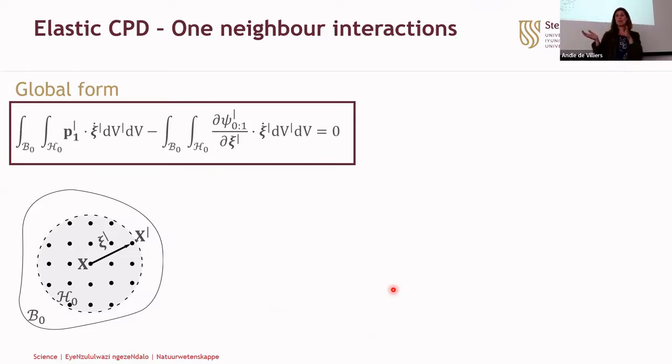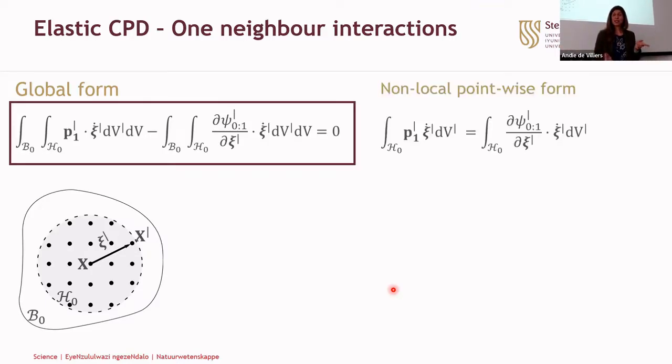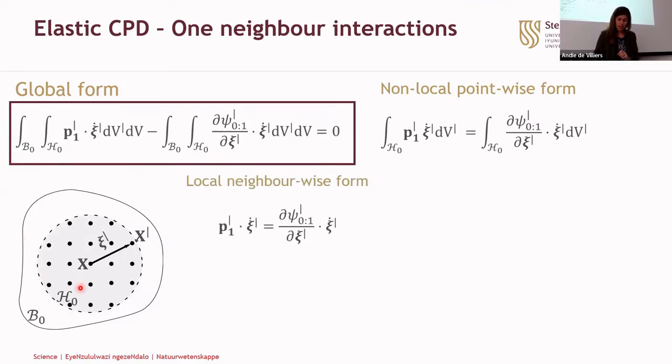Okay, so this is the global form of the inequality, so for the whole body. It's necessary that it also holds pointwise, so we just take the integrals away. And we can also write it in a local neighbor-wise form. This is not a necessary condition, but it is a sufficient condition. If this neighbor-wise form is satisfied, the point-wise form would be satisfied.